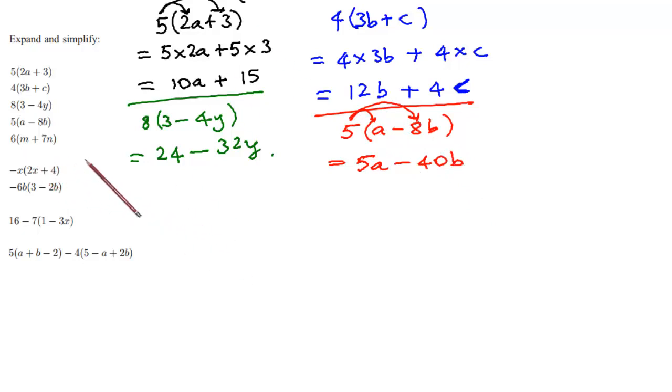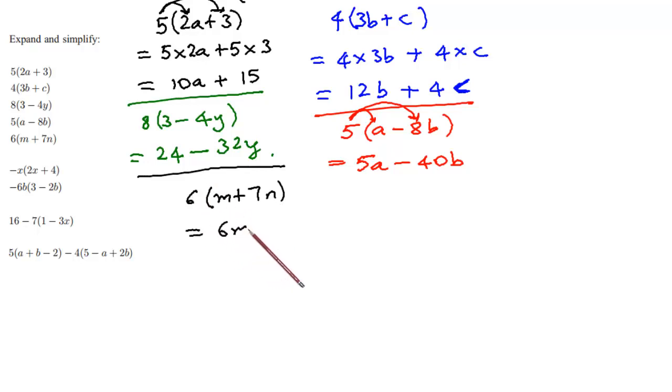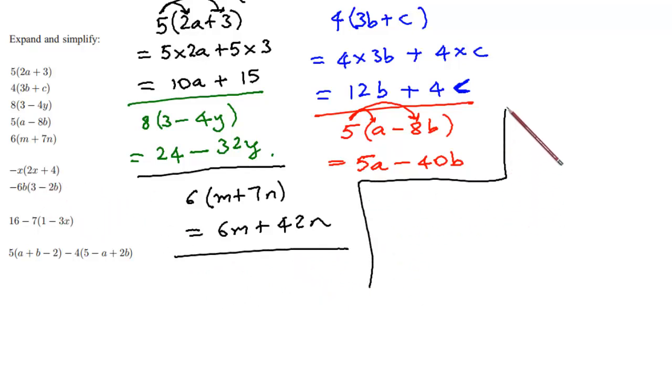Okay, the next one, 6 bracket open m plus 7n. Almost all the sums are almost similar now. 6 into m is 6m plus 6 7s is 42, 42n. So this is the answer. But if you look at the next sum, we have a negative x outside. So we need to take some precautions.